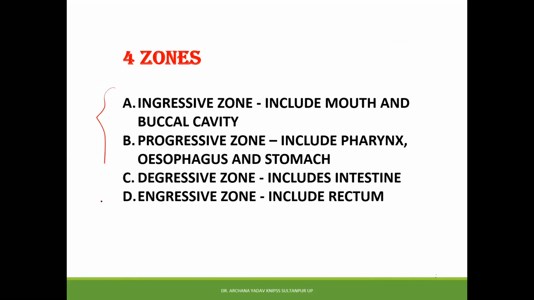Now here we further divide the whole digestive system of Herdmania into four zones. One is the ingressive zone, second is the progressive zone, third is the degressive zone, and fourth is the egressive zone. The ingressive zone includes the mouth and buccal cavity. The progressive zone includes the pharynx, esophagus and stomach. The degressive zone includes only the intestine, and the egressive zone includes only the rectum.